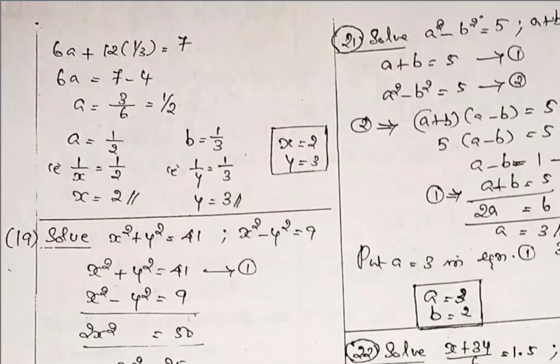Similarly, we got b is equal to 1 by 3. 1 by y is equal to 1 by 3. From that, y is equal to 3. So x is 2, y is 3.